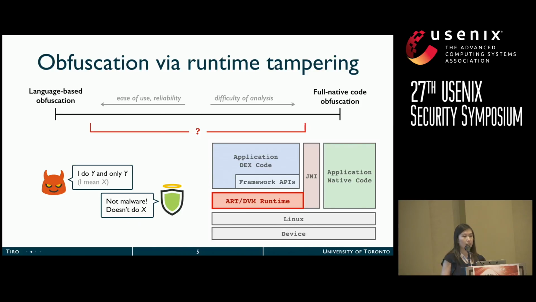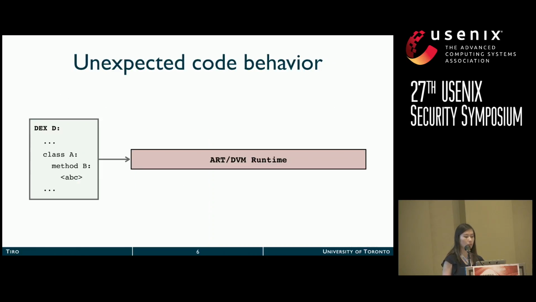We looked at these techniques and called them runtime-based obfuscation, and it essentially allows an application to sort of declare that they're doing one thing when really doing something else under the covers. So the way runtime-based obfuscation usually works is that the application will load or initialize the runtime with some DEX file that seems fairly innocuous and would probably get flagged as benign by an analyzer.